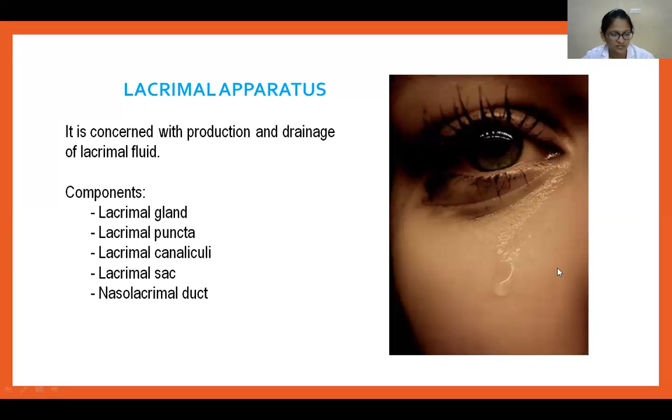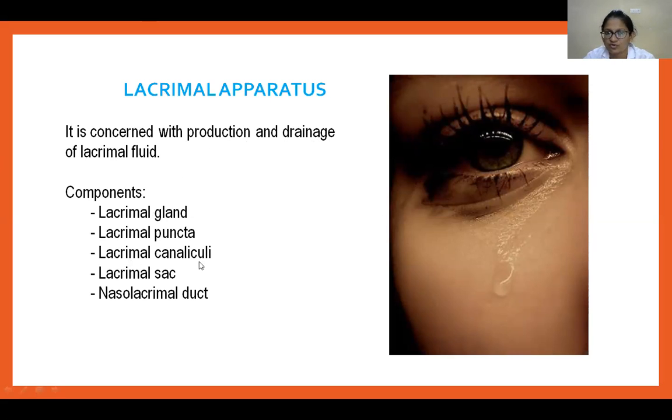Next, coming to the lacrimal apparatus. This lacrimal apparatus is useful for the production and drainage of the lacrimal fluid. Lacrimal fluid is nothing but tears. It is concerned with the production and drainage of the lacrimal fluid.